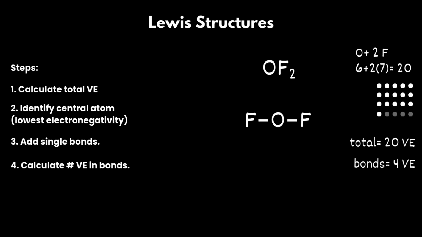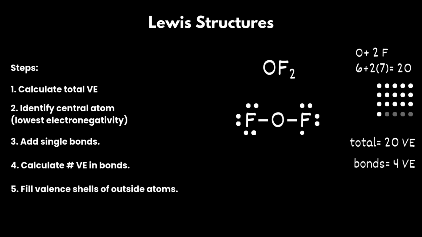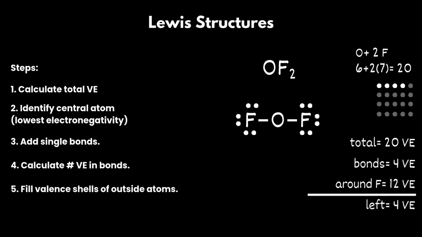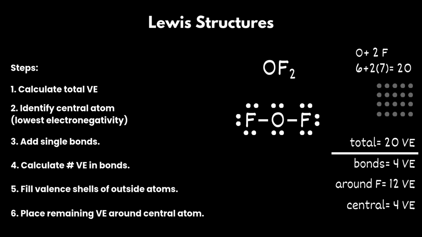Our next step is adding some of the remaining valence electrons to the outside atoms in order to fill their shell. So each one of these fluorine atoms needs 8. So we can draw 6 more valence electrons around these atoms. And then we can subtract that from our total number of valence electrons. So now we have 4 left. The next step is to place those remaining electrons around the central atom. Now we're going to check and look at the central atom and see how many valence electrons are surrounding it. If we have 8 or more, we are good to go and our model is done. Otherwise, we need to reassess things.